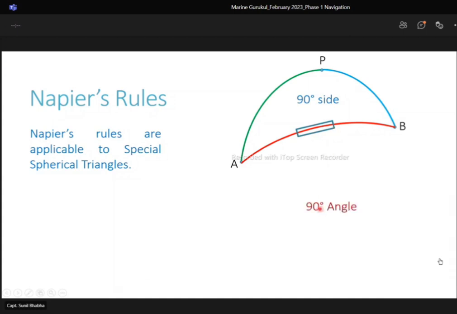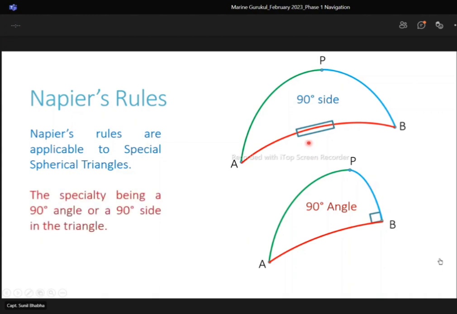The second speciality could be a 90 degree angle. So again, we have a spherical triangle PAB at the bottom part of the slide. And you can see that in this spherical triangle, the angle B is a right angle. So if any spherical triangle has this speciality of 90 degrees, either a 90 degree side or a 90 degree angle, then we can apply the Napier's rule to that particular triangle.